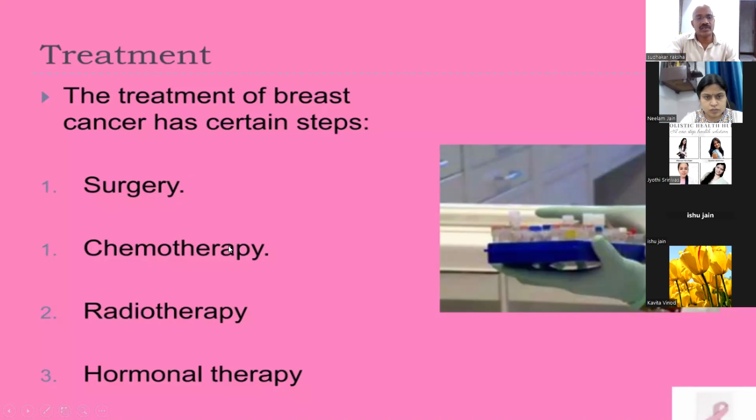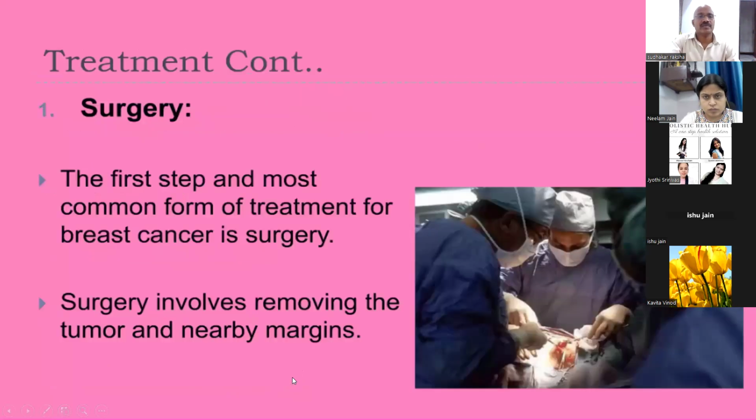Surgery followed by chemotherapy or radiotherapy, basing on the situation. If it has spread to other parts of the body, then chemotherapy is to be done. If the tumor is not accessible to surgery, the radiotherapy is given. Hormonal therapy, if the tumor cells are expressing estrogen and progesterone receptors, then hormonal therapy is good.